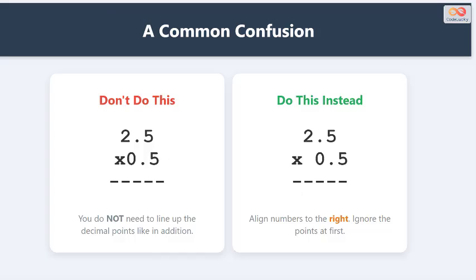First, let's clear up a common mistake. When you add decimals, you must line up the decimal points. But when you multiply decimals, you do not need to do that. In fact, it's easier if you just align the numbers to the right, ignoring the points for a moment.